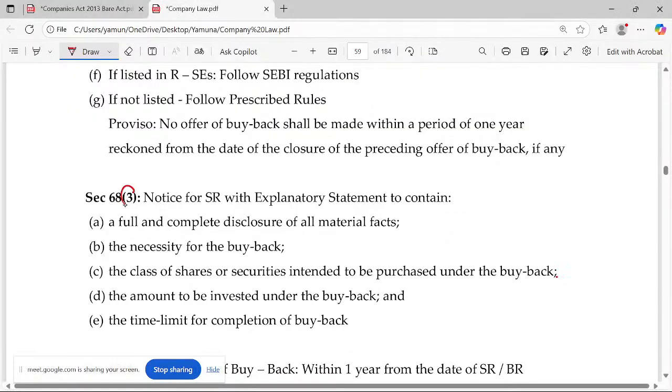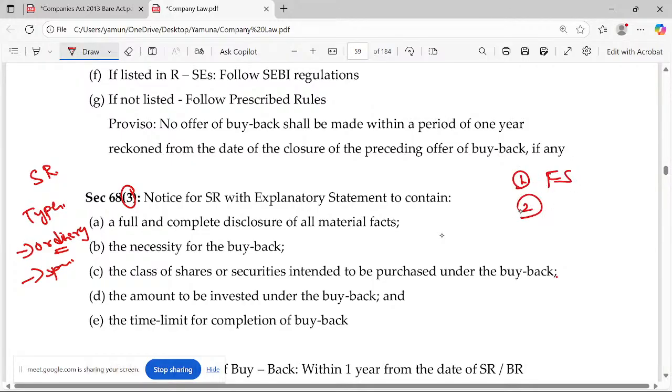With respect to subsection 3, whenever you go for special resolution, not only for special resolution, usually we have two types of business in AGM. One is ordinary business and another one is special business. Ordinary business are 4 types. One, adoption of financial statements. Probably we have this content in the later period. If you are not aware of this, don't worry.